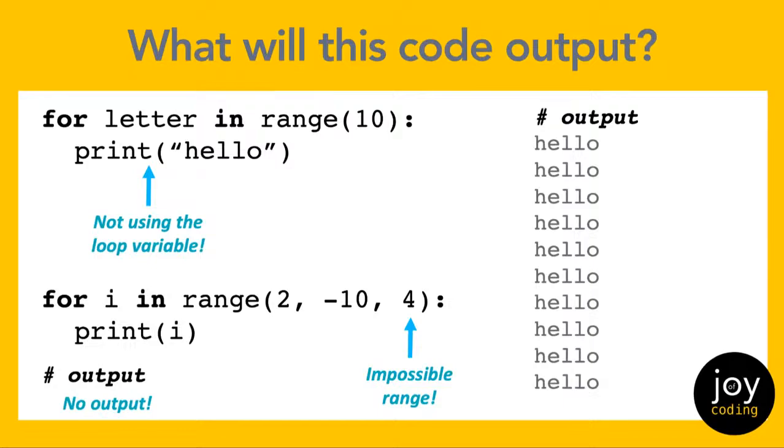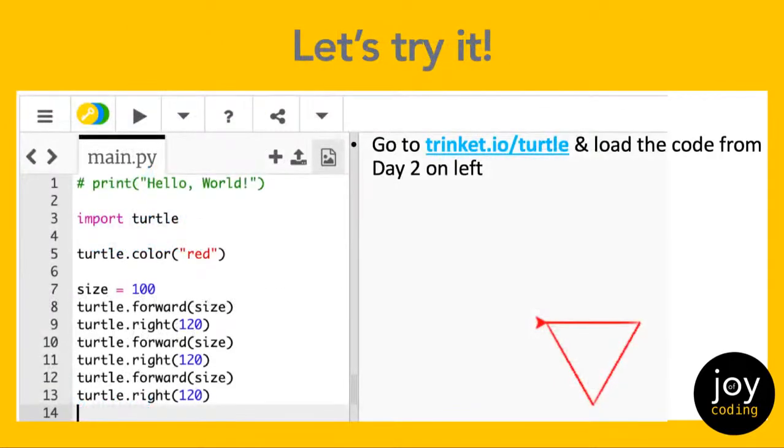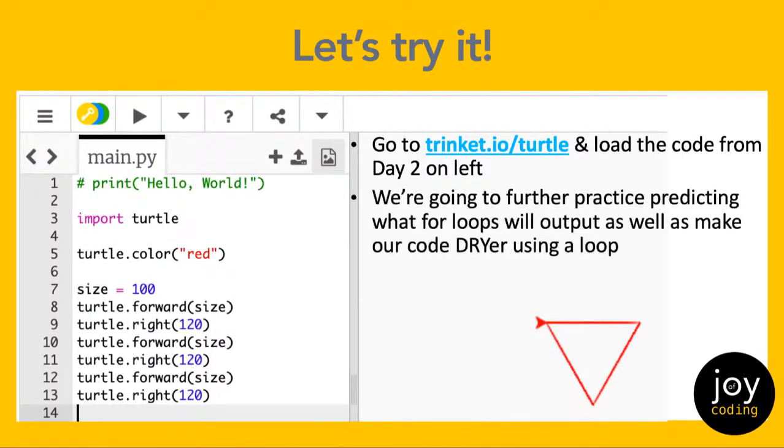So are you ready to try it out? In today's exercise, we're going to do two important tasks. First, we're going to modify our triangle code from yesterday where we copied and pasted a series of two lines three times. We had some copy and pasted code, which we're going to replace by taking advantage of the for loop. In addition, we're going to further practice predicting what for loops will output to ensure we've really mastered for loops before we move on to functions.